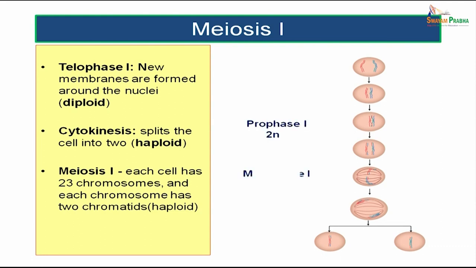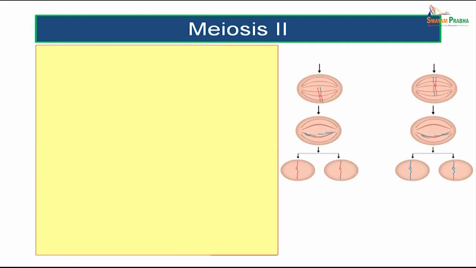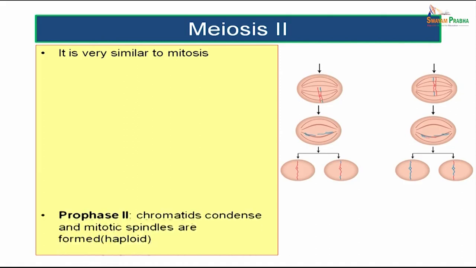So this is prophase 1 with diploid number of chromosomes. This is metaphase 1 with again diploid number of chromosomes. Anaphase 1 with again diploid number of chromosomes. Telophase again with diploid. Why? Because the chromosomes are still inside a single cell. And after cytokinesis, the cells will be separated and you will have paired haploid cells.